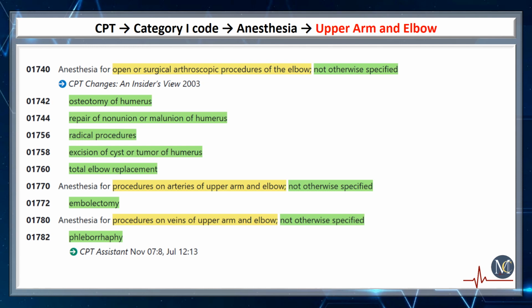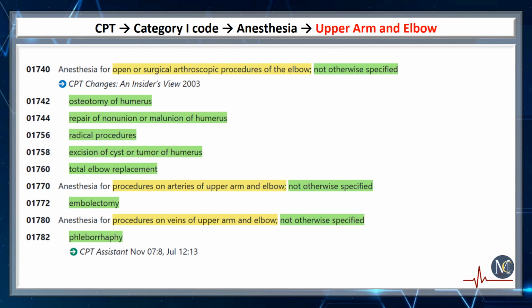Next code is 01772. Embolectomy. Embolectomies are performed to remove blood clots or foreign bodies from blood vessels. Next code is 01780. Anesthesia for procedures on vein of upper arm and elbow, not otherwise specified.